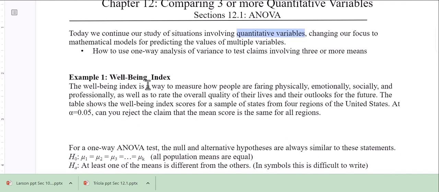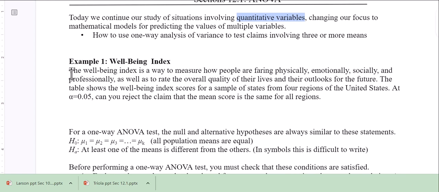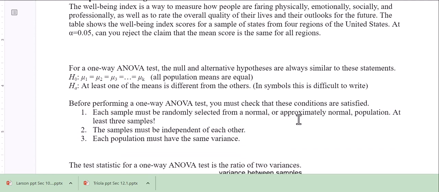So we are going to look at this example, the well-being index, and I'm going to state it again below. Essentially, the well-being index is a way to measure how people are faring physically, emotionally, socially, and professionally, as well as to rate the overall quality of their lives and their outlooks for the future. We're going to look at the data stored in StatCrunch that tells us the well-being index scores for a sample of states from 4 different regions of the United States. We're going to do our analysis at the 0.05 level of significance, so 5%, and try to figure out what the claim is and do our hypothesis testing.